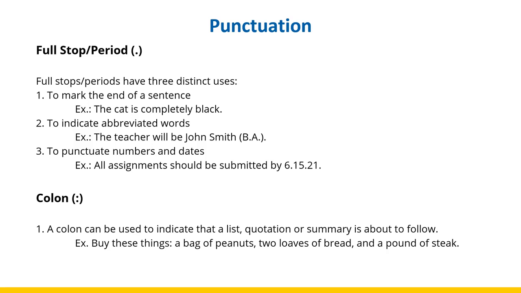The second use is to indicate abbreviated words. For example, the teacher will be John Smith, and then you see how we have B and A. B is bachelor's, and then a period. A is arts, bachelor's of arts. So it's a teacher's degree, and we abbreviate it as BA in this case, and we put a period after that.